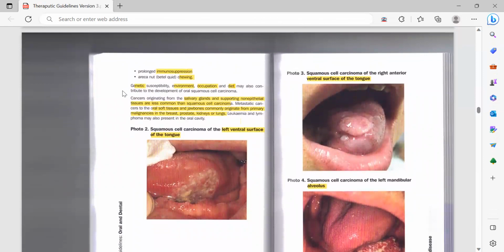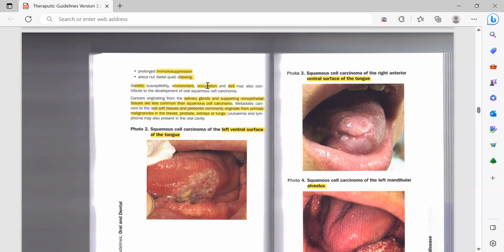Sometimes it is due to genetics, because these things do run in families, or due to the environment, because if someone is living in a very polluted or industrial environment, then the chances of getting this cancer are higher.